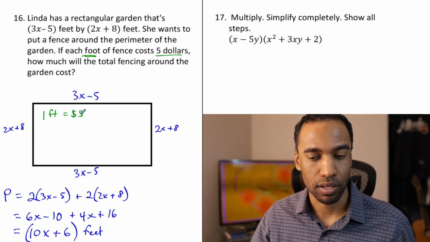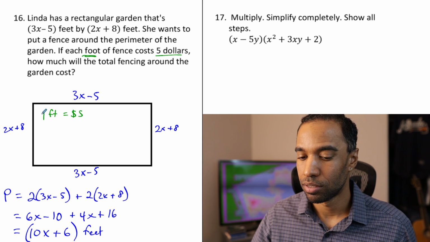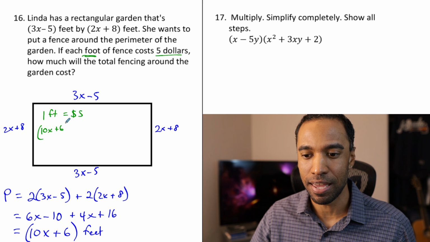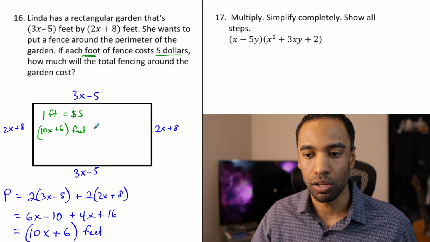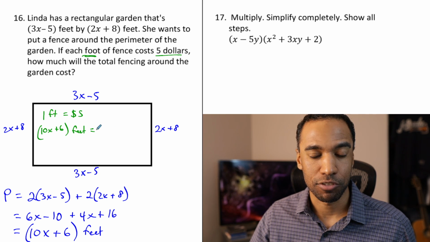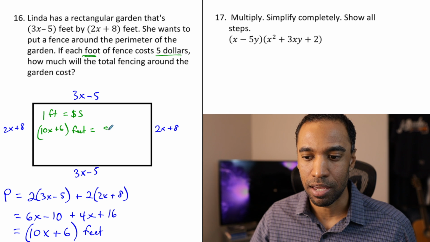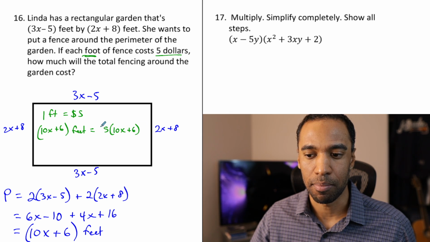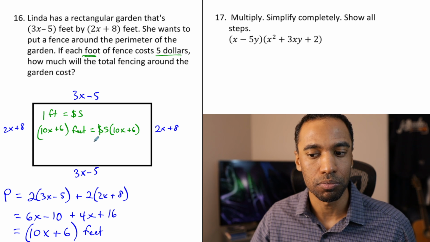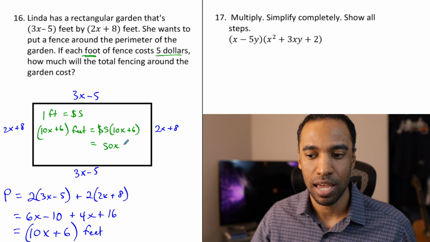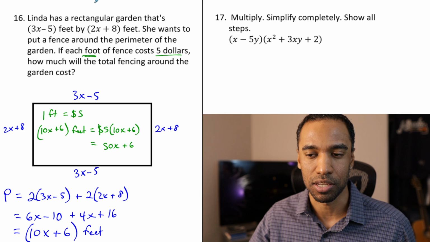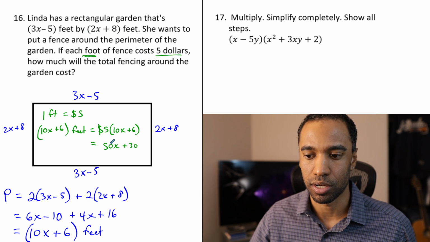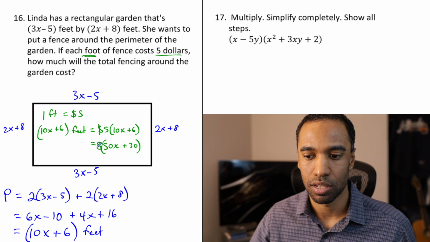Basically, the dollar amount is 5 times more than the foot amount. So if I have 10x plus 6 feet of fence here, how many dollars will that be? 5 times the amount. It's going to be 5 times 10x plus 6. Remember, this is going to be in dollars. When I distribute here, that'll be 50x plus 30, plus $30. That's a distribution. That's what the answer of this thing is.